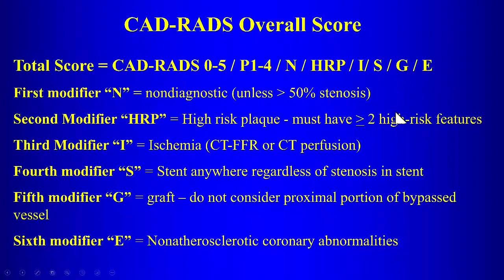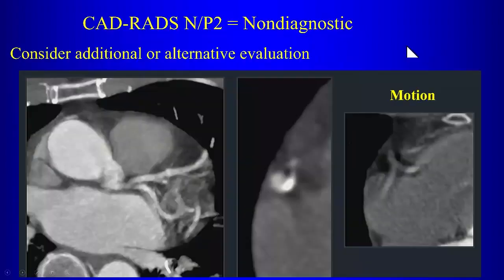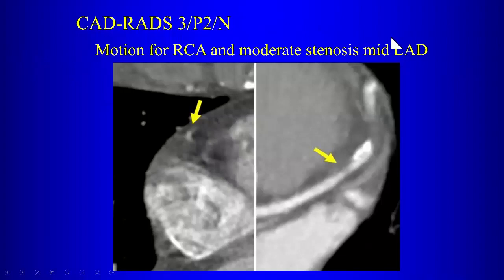Okay, so then you would put it all together to get to an overall score. Again, I'm not going to test you on the granularity of all this. I've kind of gone over what are the important things, what I think you need to know as far as any fair exam question. If you have a study where there is motion, as in this case, and you cannot evaluate the vessel, then you would put in the modifier N, which means it's a non-diagnostic study.